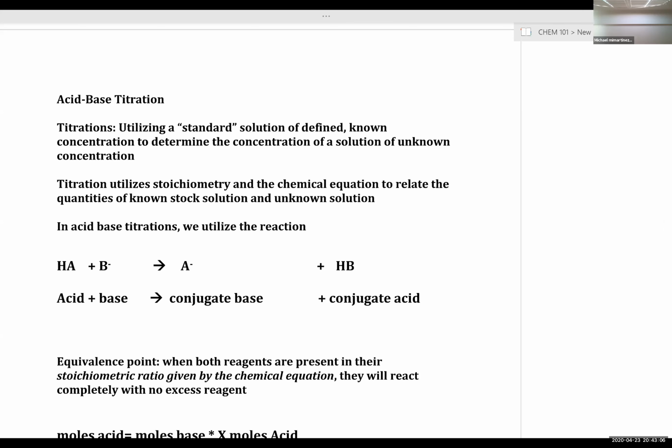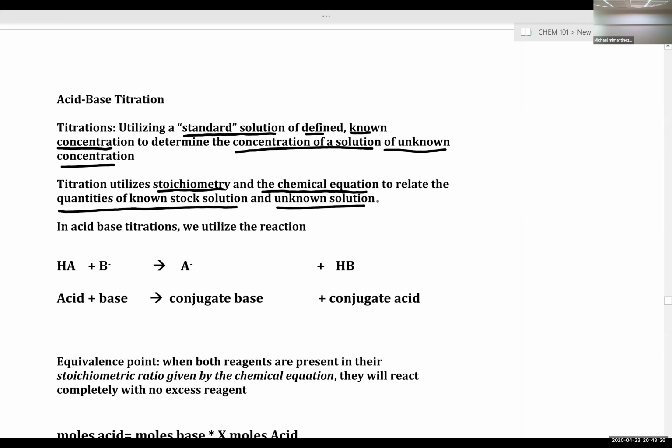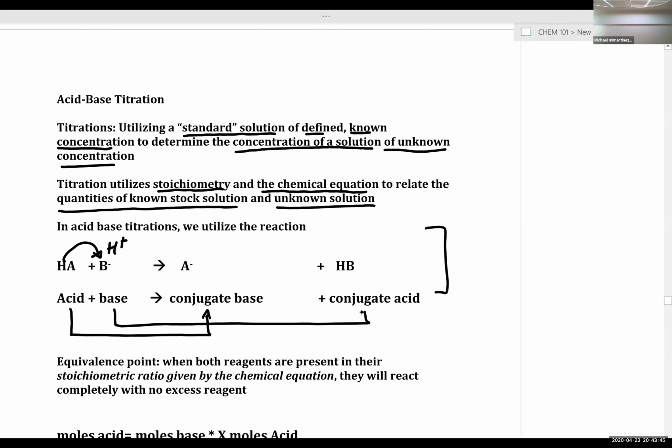So titration fundamentally is using a standard solution of defined known concentration to determine the concentration of a solution of unknown concentration. Titration utilizes stoichiometry in the chemical equation to relate the quantities of known stock solution and unknown solution. So for acid-base reactions, we use fundamentally the building block acid-base reaction. We have acid and base. Our acid transfers a proton to our base. So our acid reacts to make the conjugate base. Our base reacts to make the conjugate acid.